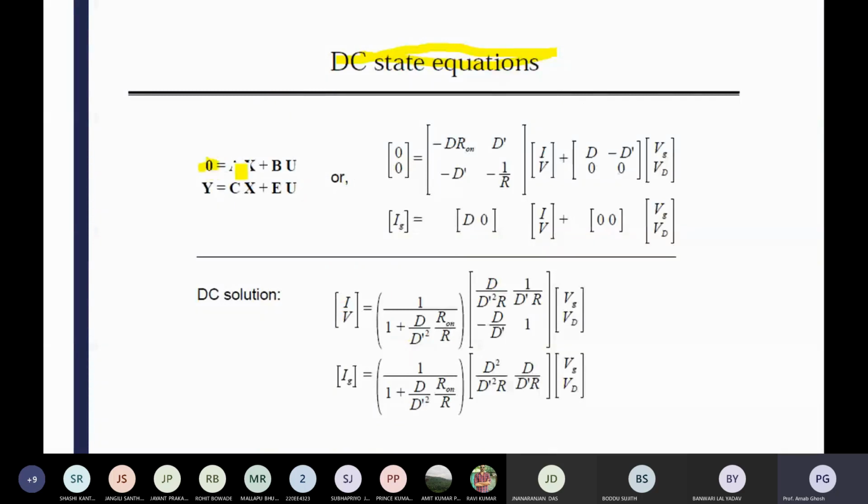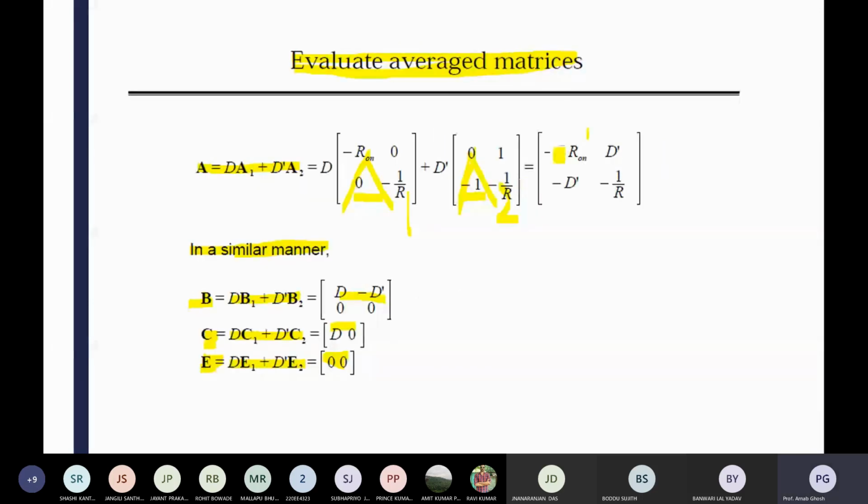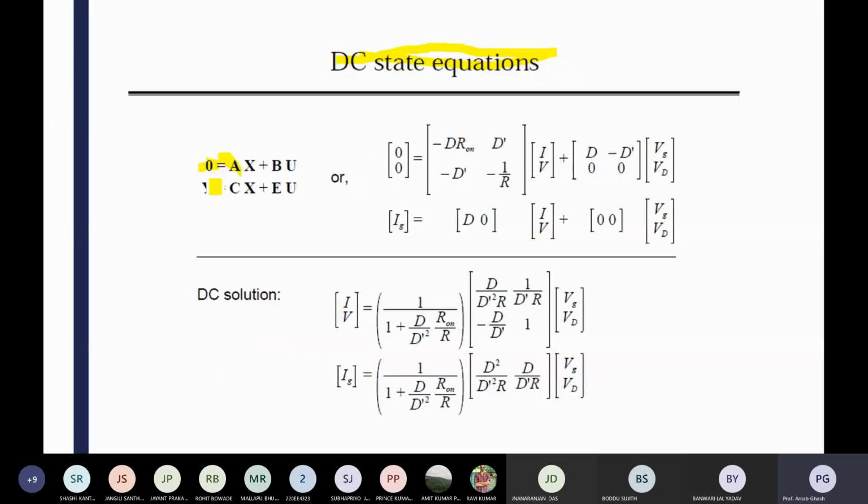Ax plus Bu. You know the value of A. The value of A is coming from here, it is your A value. So you can put that value of A, as well as B, then C and E. Both you can get. You replace them, and you will get that final matrix.